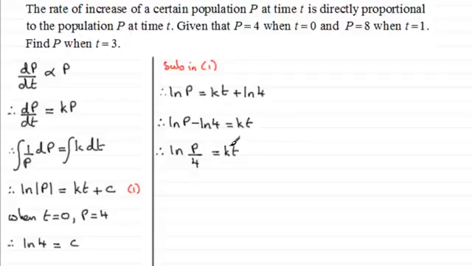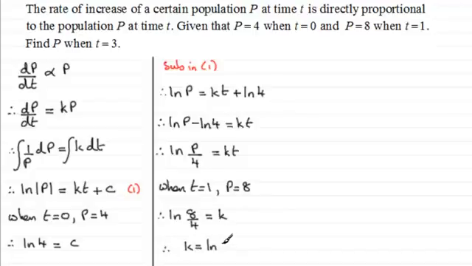Now at this point we can work out what the constant k is by using this second boundary condition. So we'll just write that in, that we know that when t equals 1, p equals 8. And if we substitute this into here, we therefore have the natural log of p, which is now 8, over 4 equals k times t, k times 1, in other words just k. So we can see that therefore the constant k must equal the natural log of 2, 8 divided by 4.